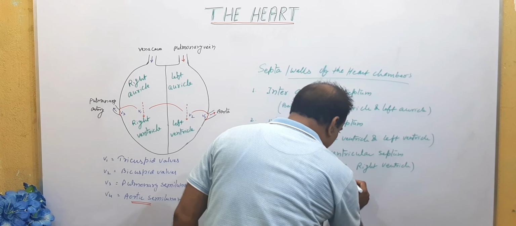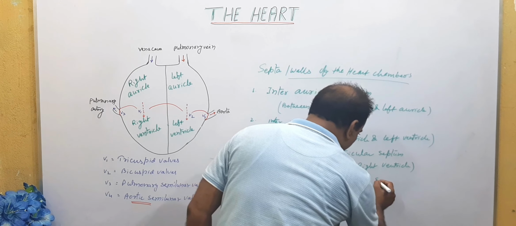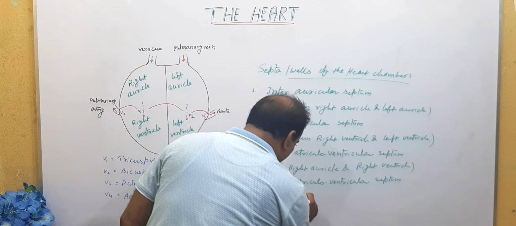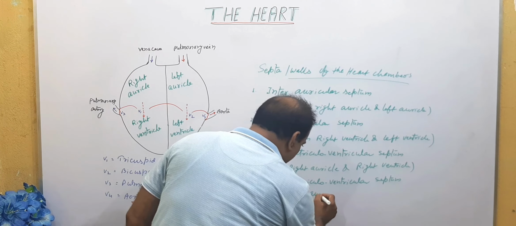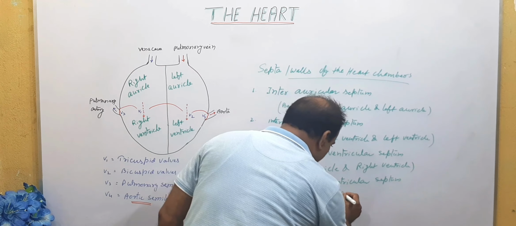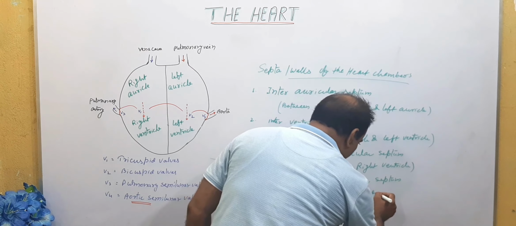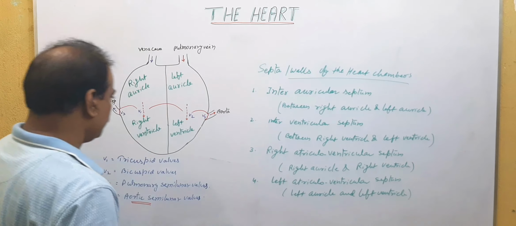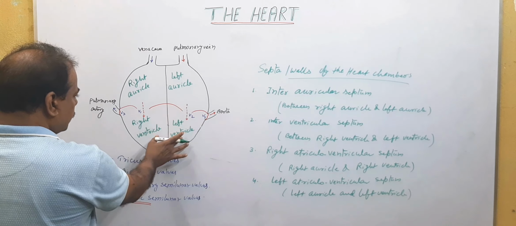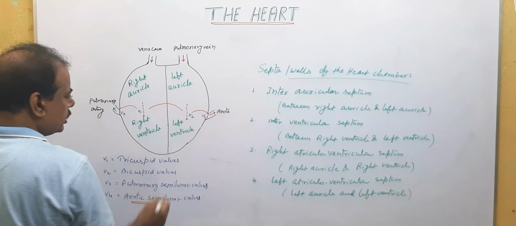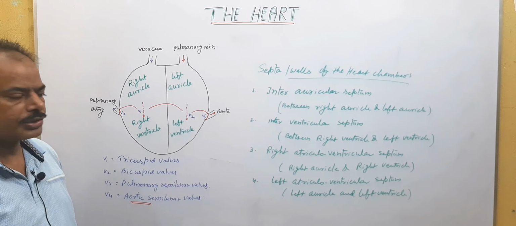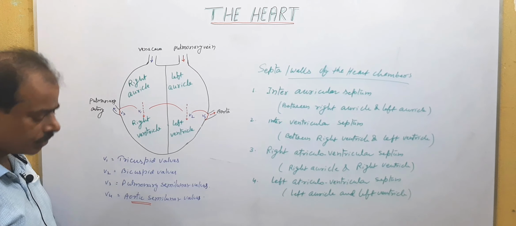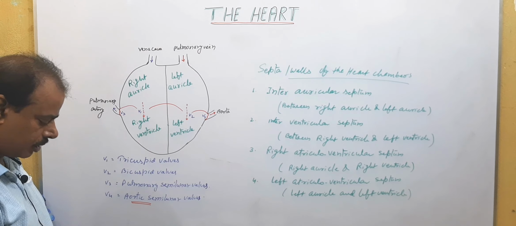And number 4, left atrioventricular septum, and it is located between left auricle and left ventricle. So between left auricle and left ventricle, here it is left auricle, this one is left ventricle. Between these two, the wall is known as left atrioventricular septum. In this way, these are the 4 different walls or septa present in our heart.